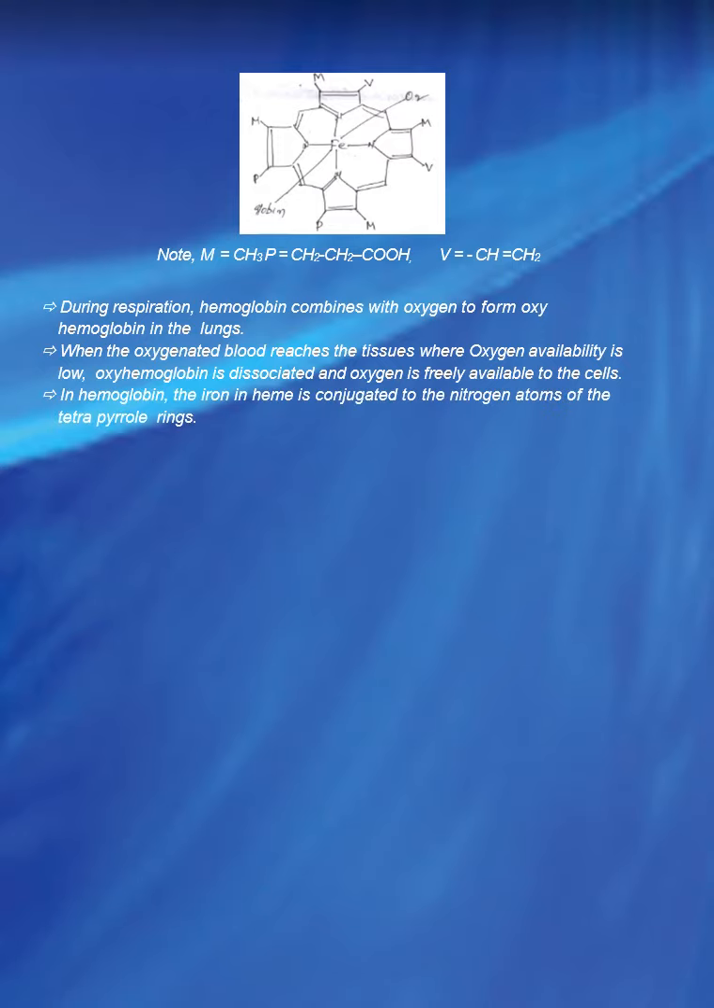And in hemoglobin, the iron in heme is conjugated to the nitrogen atoms of tetrapyrrole rings, which helps the iron to combine with molecular oxygen in the lungs and transport it to tissues.